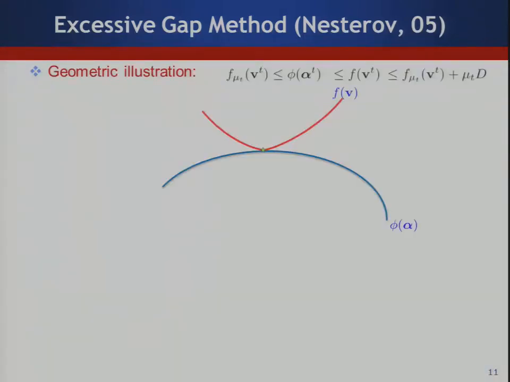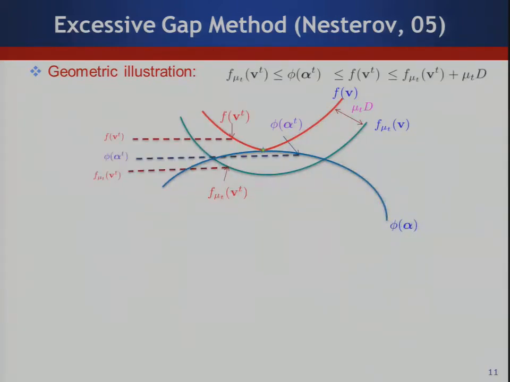I will give a graphic illustration here. This is your original objective F V, and this is its dual function. At the point where F V meets phi alpha, you get your optimal solution. We construct a smooth approximation, and the excessive gap is characterized by this mu t D. For each iteration, we find two points, but we guarantee that F mu t V_t is a lower bound of this phi alpha t. And of course, both of them are lower bounds of F V_t. So we gradually decrease this gap, and this one will get closer and closer to your original objective, and you will hit this point.